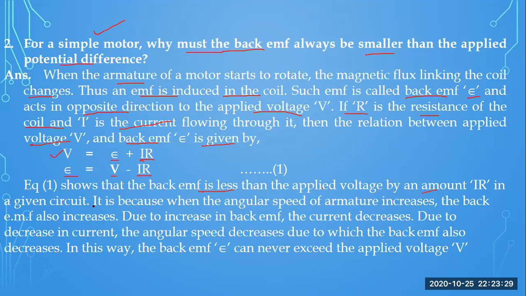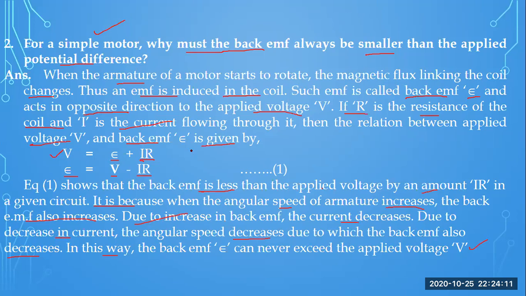Why is it so? It is because when the angular speed of the armature increases, the back EMF also increases. Due to the increase in back EMF, the current decreases. Due to the decrease in current, the angular speed decreases, due to which the back EMF also decreases. In this way, the back EMF can never exceed the applied voltage. This is the main concept, one of the strong reasons why the back EMF can't exceed the applied voltage.